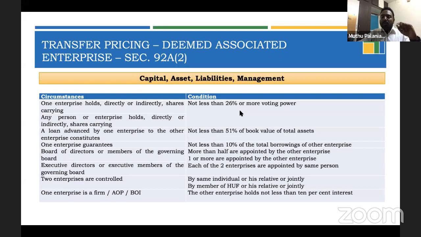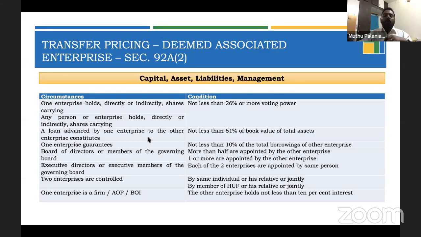The second condition is about liabilities, where one entity is giving a loan which is 51% of the total value of assets. So if 51% of the total value of assets is based on money loaned by the other enterprise, then these two enterprises become associated enterprises. Similarly, if one enterprise guarantees another enterprise for 10% or above, then it is also called an associated enterprise. So you need not even give a loan. It is sufficient if you are just guaranteeing money which is around 10% of the total borrowing.